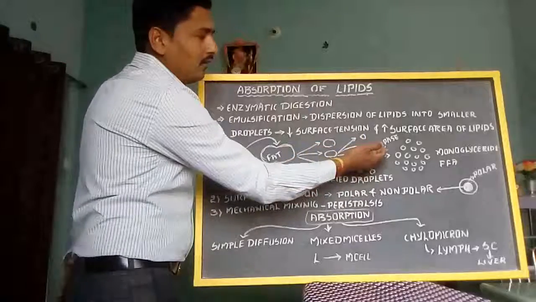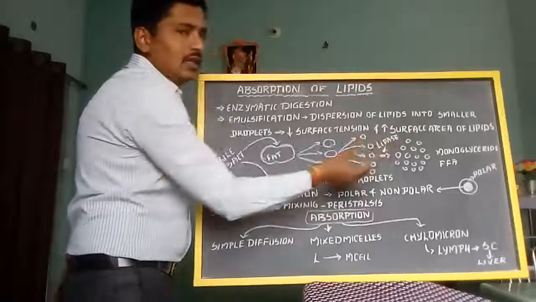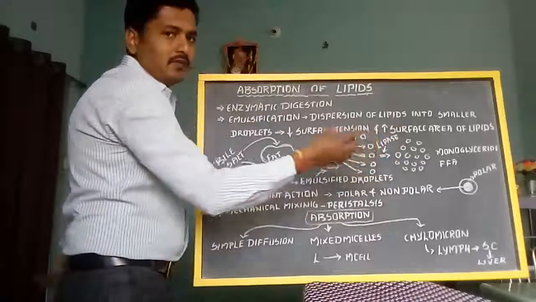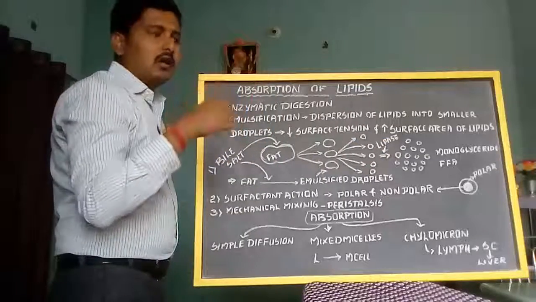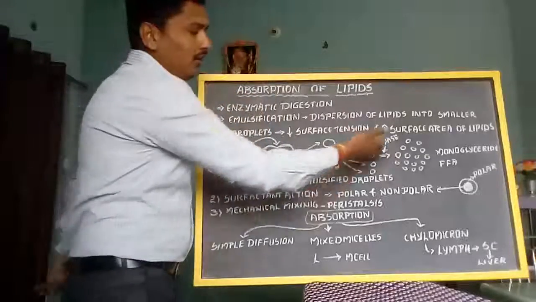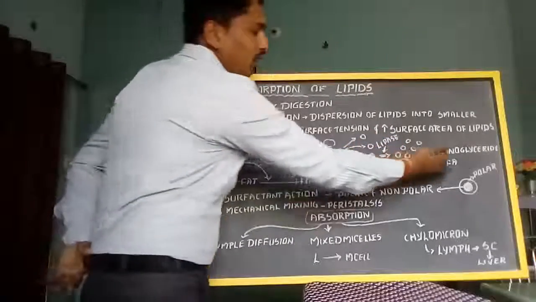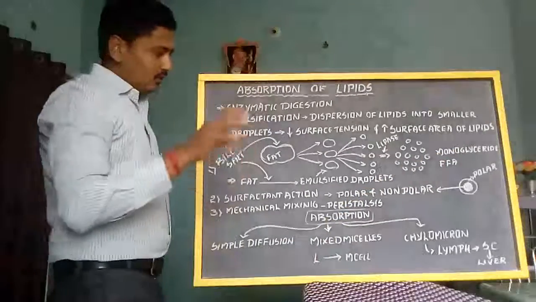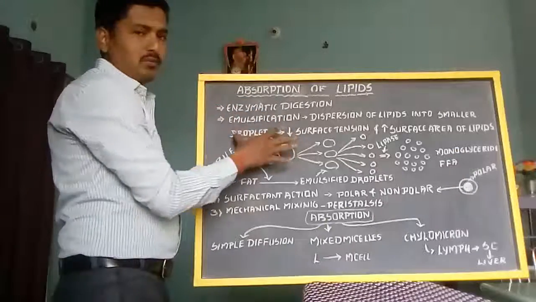By increasing the surface area of the droplets, they are easily acted on by lipase enzymes. A smaller droplet can easily react with the lipolytic enzyme lipase and convert into monoacylglycerol or free fatty acids. This is our definition and simple process of emulsification.